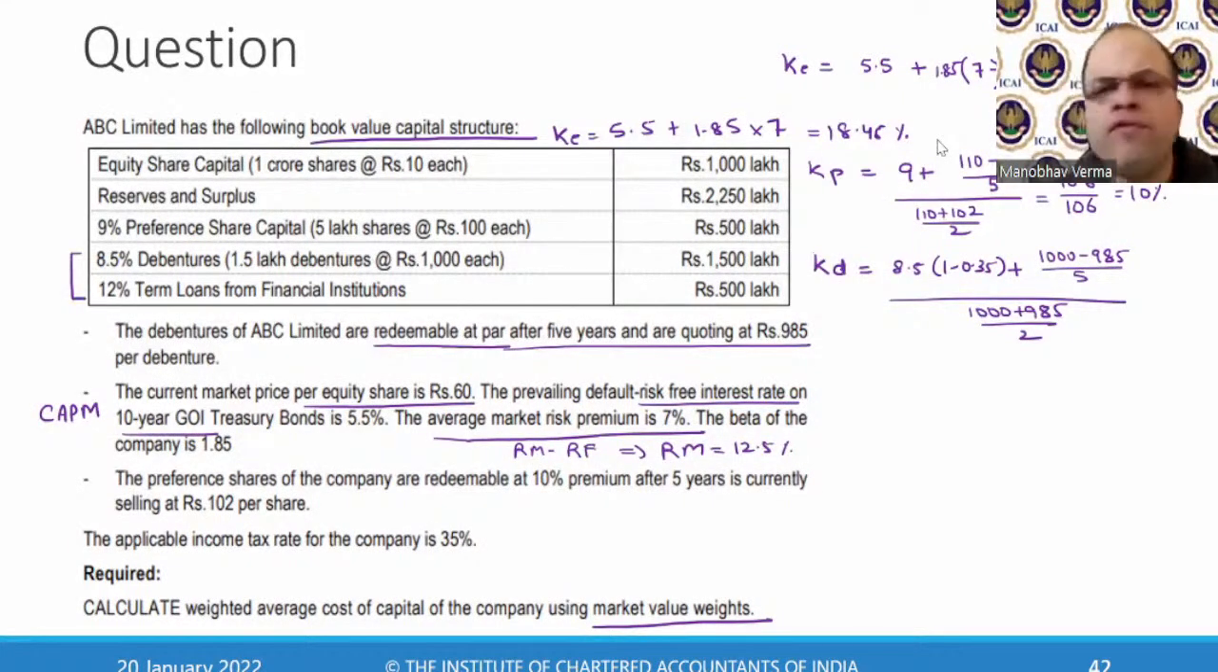I think we are getting a 5.87%. Guys, if you are not able to see any part of the screen, don't worry. We have the answers coming on the next slide anyways. Then the KP is 10%. So my cost of debt is coming to be 5.87.